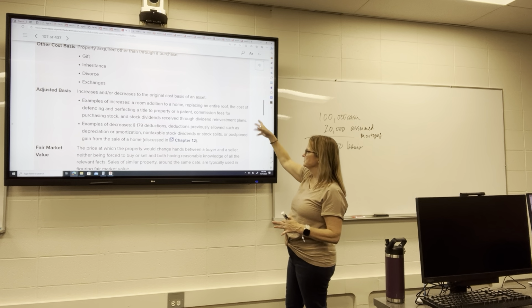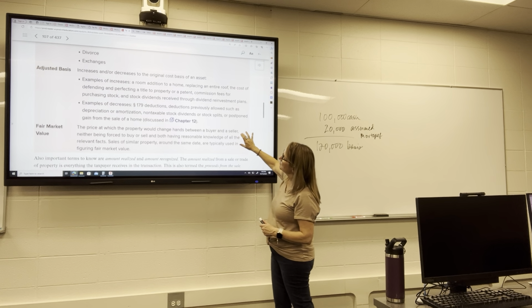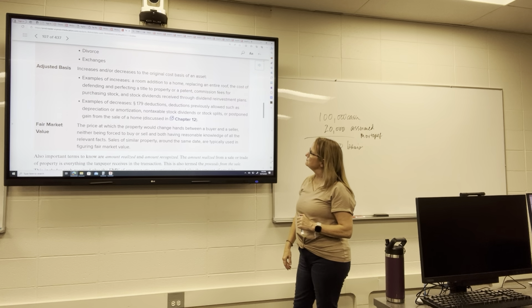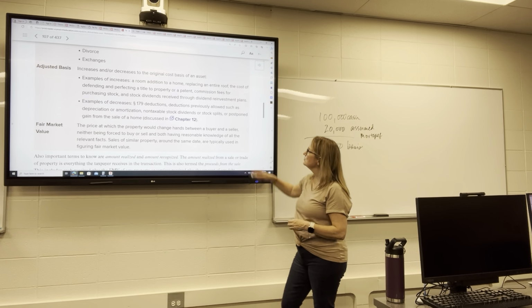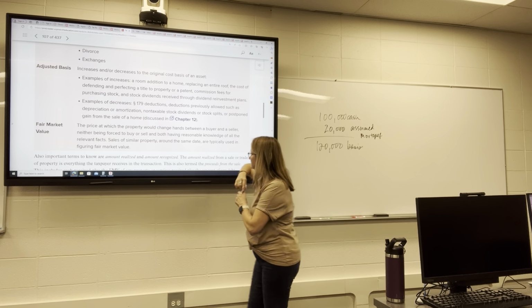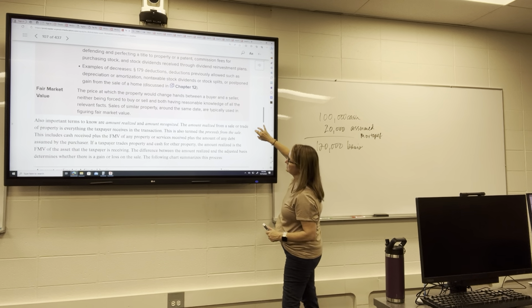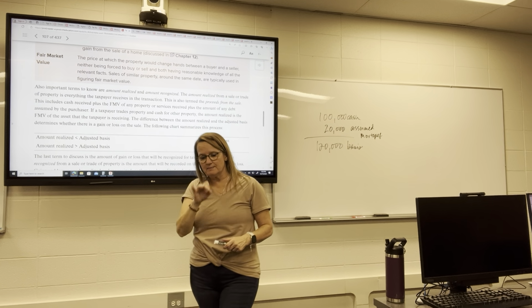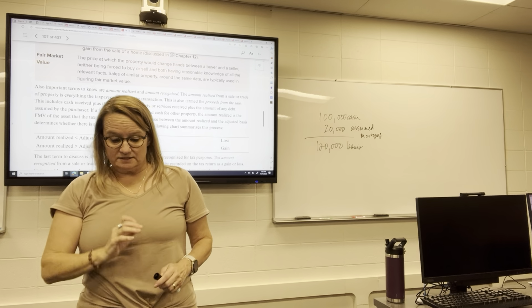Now these are kind of obscure too. The cost of defending or perfecting title to a property or patent, commission fees for purchasing stock, and stock dividends received through dividend reinvestment plans. We'll talk about those a little bit more at the end of the chapter when we talk more about stock.